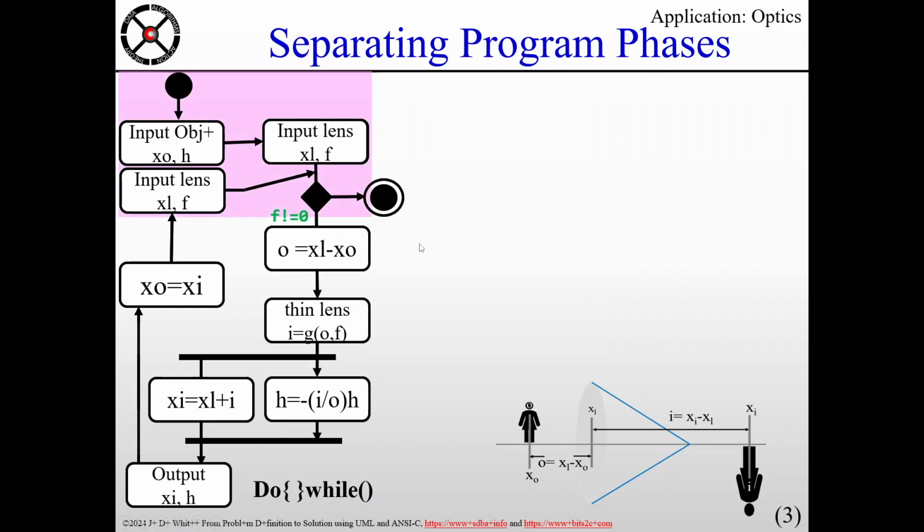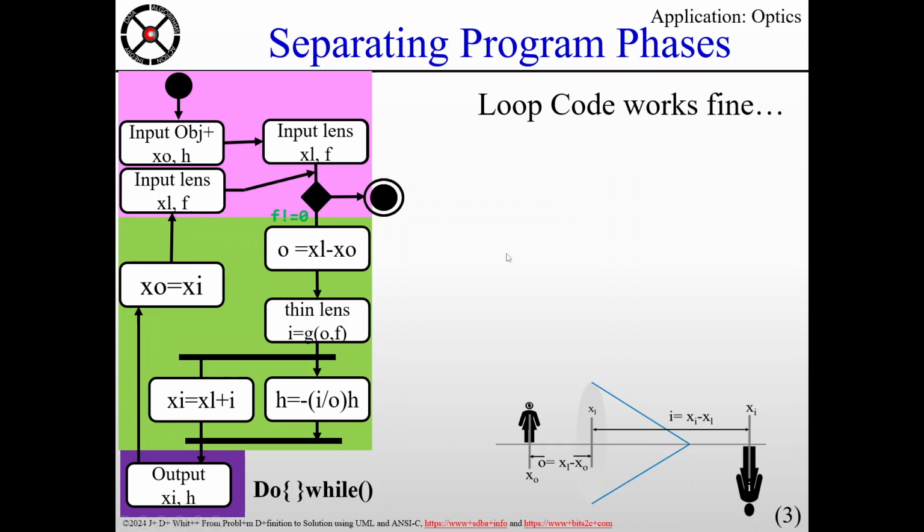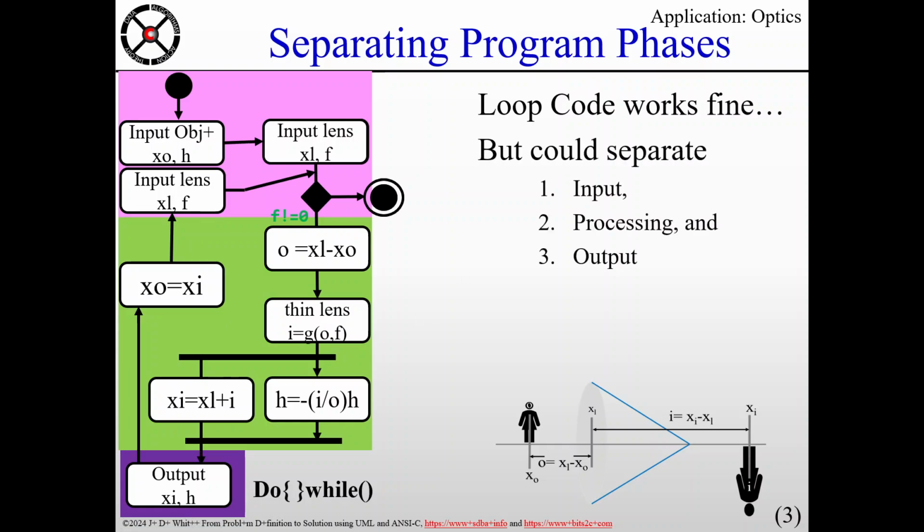So, as you can see in this program, we've got input, we have calculation, we have output. We go input, calculation, output, calculation, input, calculation, output, calculation, input, calculation, output. So we're switching between input, output, and calculation the whole time. It works fine, no problem. But let's separate input, processing, and output again.